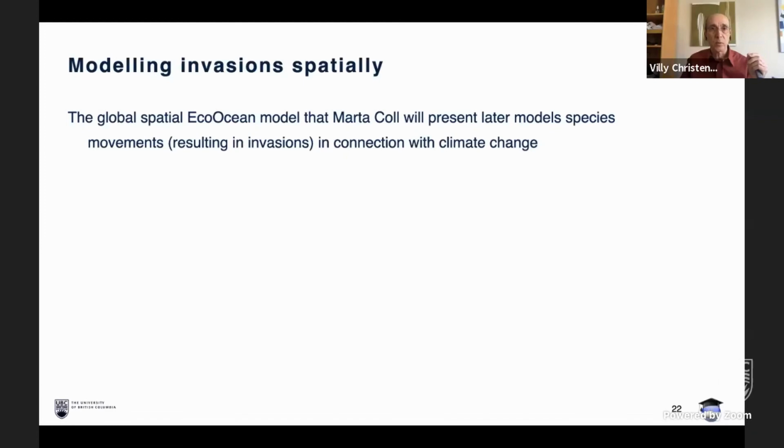So we talked about modeling invasion spatially, and when we get to the Eco-Ocean model in some weeks' time, Marta will be talking more about how we model range expansions rather than invasions connected to climate change. This is a topic that is of much interest, as you will know.